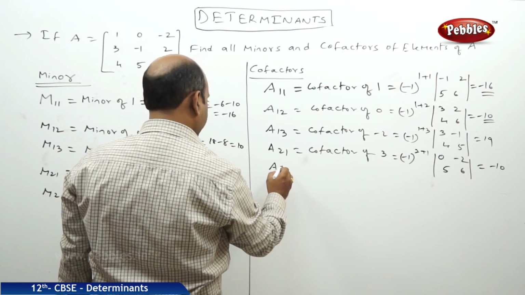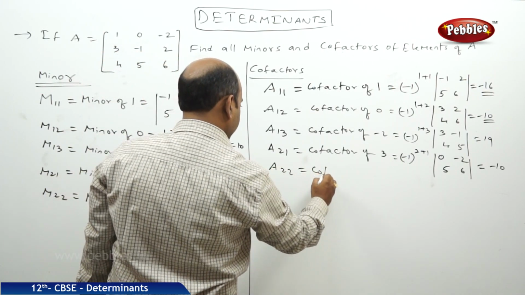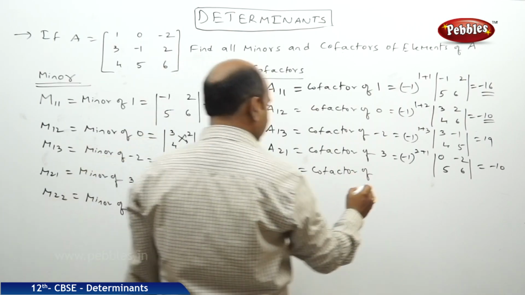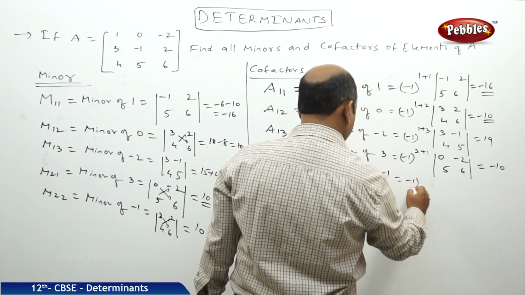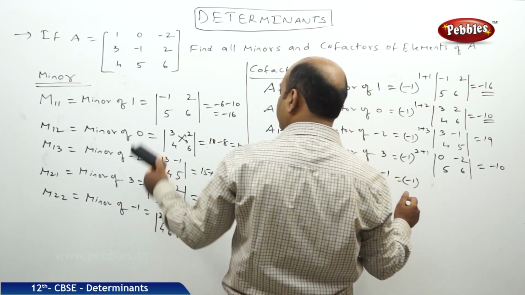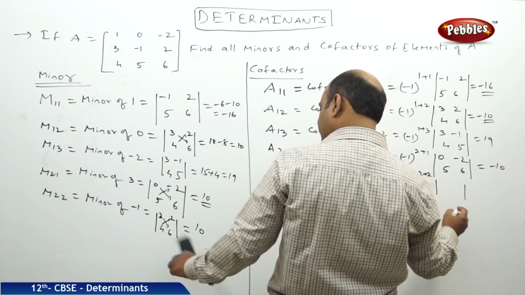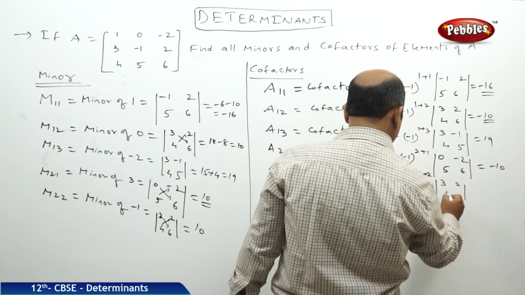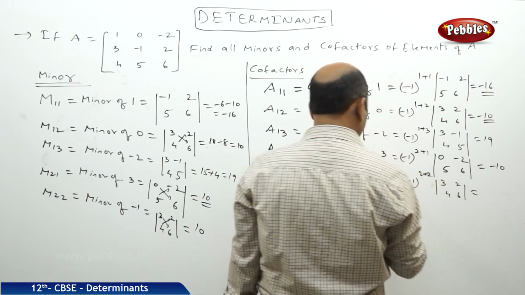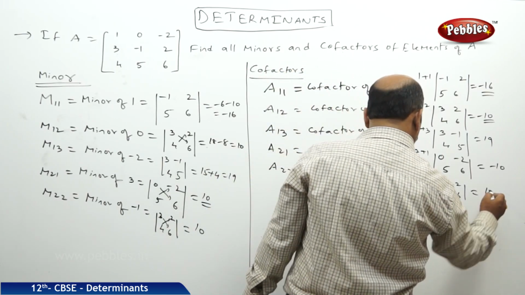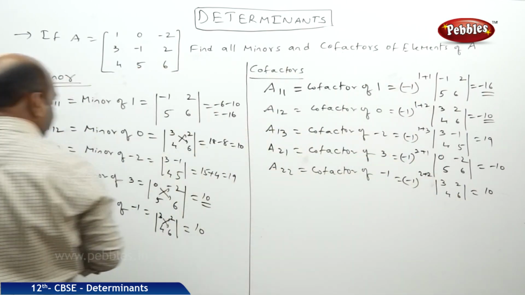So this is A22 is equal to cofactor of minus 1. So minus 1 whole power 2 plus 2 into its determinant, 3, 2, 4, 6. That is equal to minus 1 whole power 2 plus 2 means minus 1 to the power 4. And here I will be getting 10.